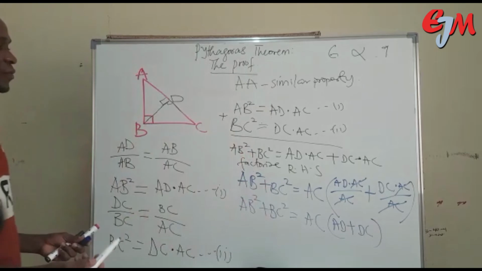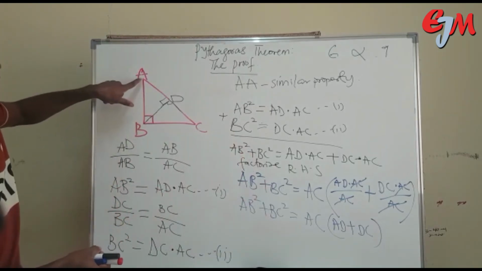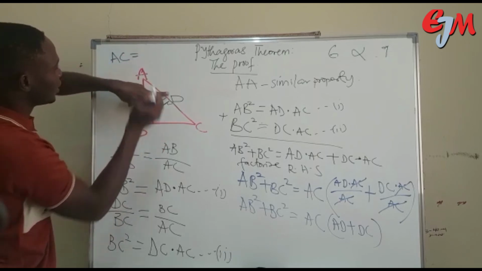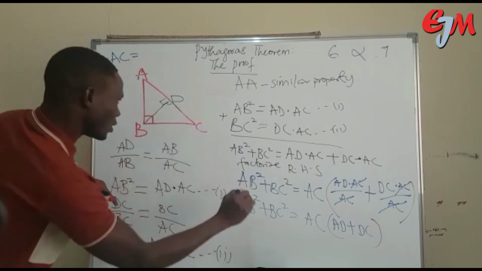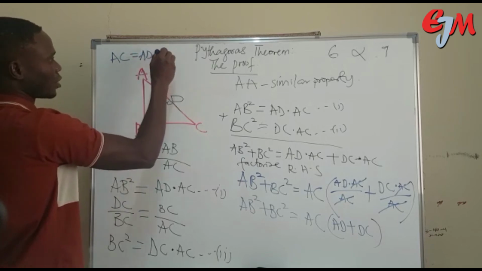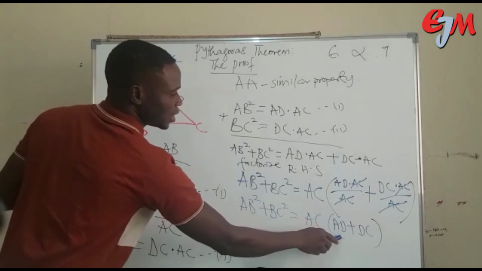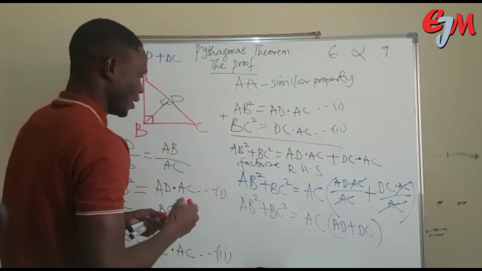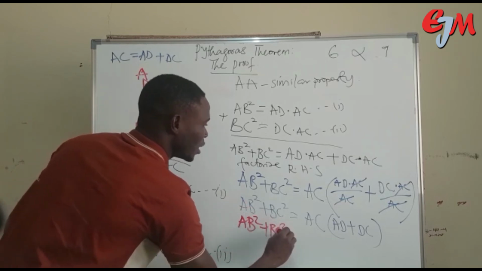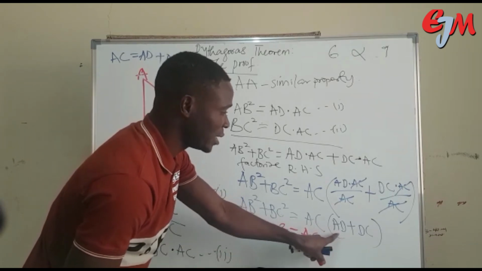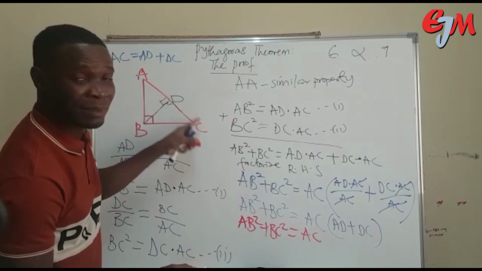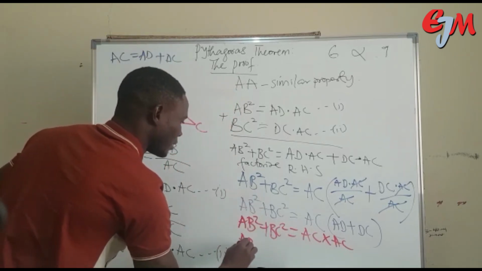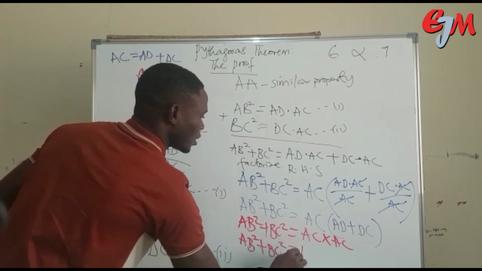Do you understand? Alright. Now, if you look at here now, you find that line AC is equal to AD, that is from here to here, and from here to here gives us this longest side, is equal to AD plus DC. Can you now see? That means anywhere you see AD plus DC, you replace it with AC. So if you do it, what we're going to have finally is AB squared plus BC squared equal to AC times AC, and AC times AC gives you AC squared. So finally we have that AB squared plus BC squared equals AC squared.